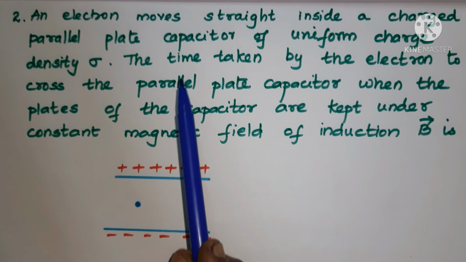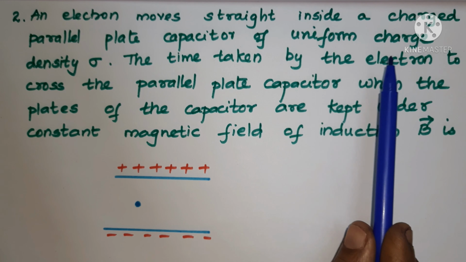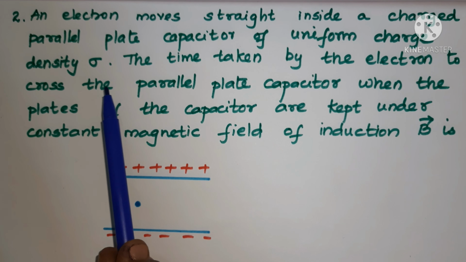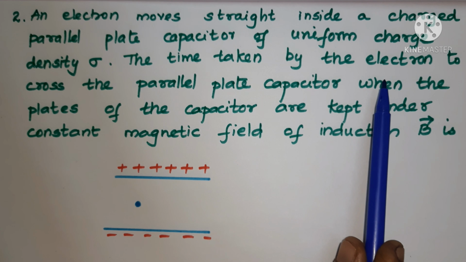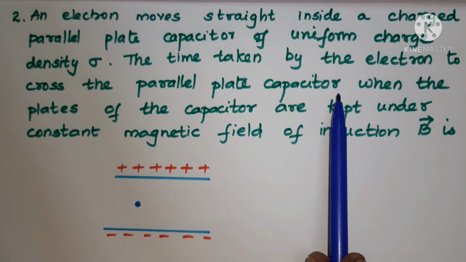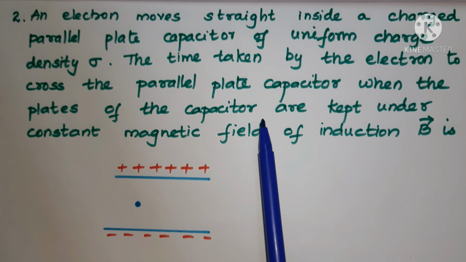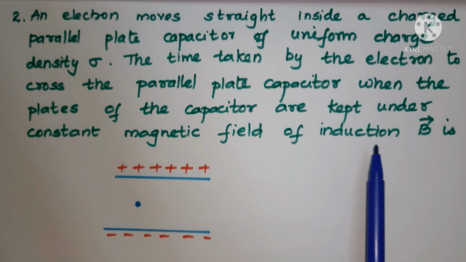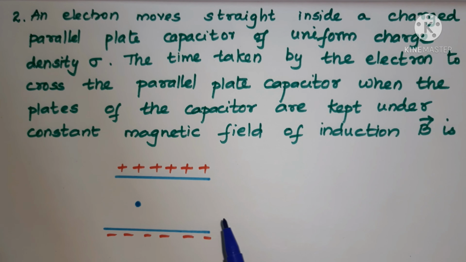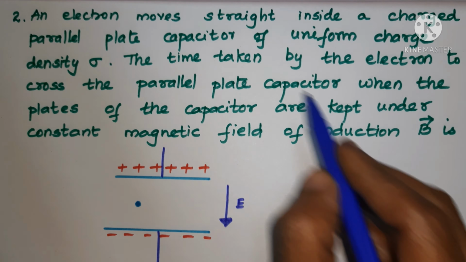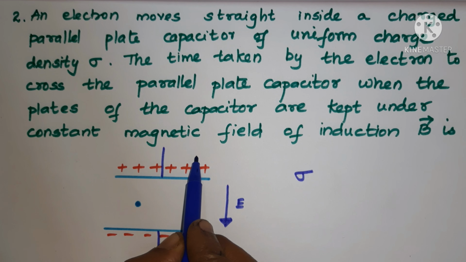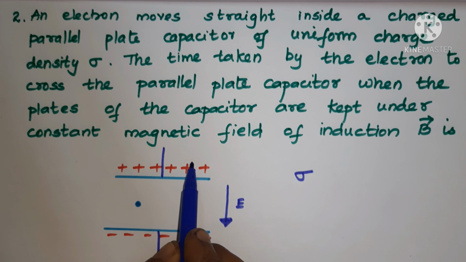Next question. An electron moves straight inside a charged parallel plate capacitor of uniform charge density sigma. The time taken by that electron to cross the parallel plate capacitor, when the plates of the capacitor are kept under the constant magnetic field of induction B, is asked. So, this is a charged parallel plate capacitor of charge density sigma, and let L be the total length of the capacitor.